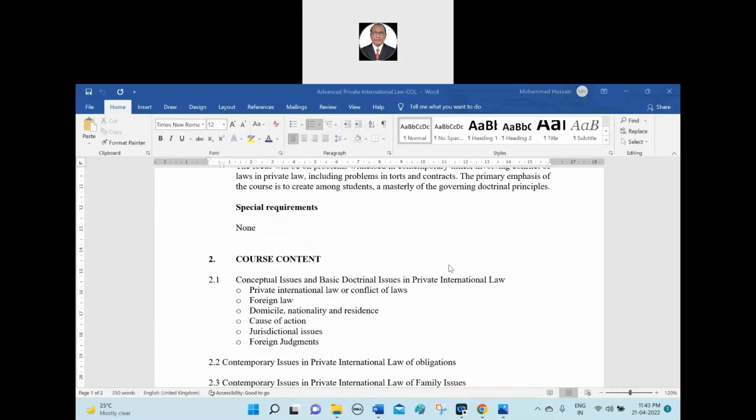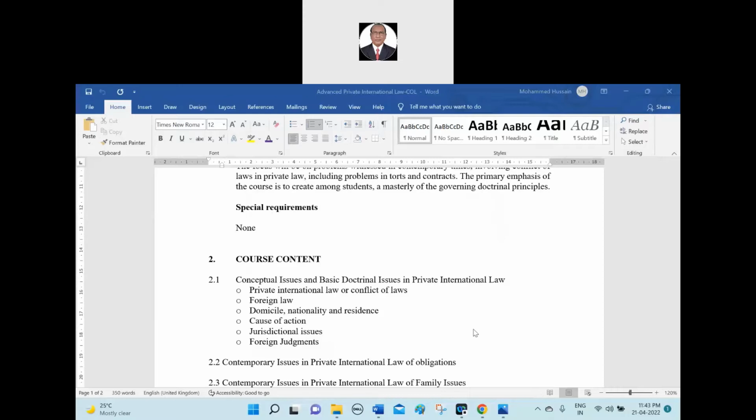I put the syllabus over there on the screen. There is a course outline where you can see the conceptual issues and basic doctrinal issues in private international law. It is nothing but the connecting factors, which we deal with in private international law or the conflict of laws. Today's class I would like to deal with foreign law. We have dealt in detail with at least three clauses: domicile, nationality, and residence, and cause of action in its lex causa that we will do in further classes. Of course, the judicial issue is a small point of view, and the big point of view is the foreign judgment.